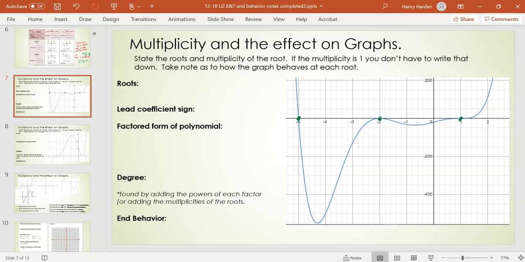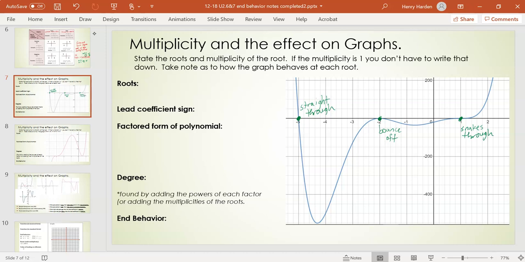If I see it cross the x-axis, I know roots. Now, with the roots, you have to think about how it's crossing through. So this is going straight through. This one is bouncing off. And this one is snaking through, so snakes through.